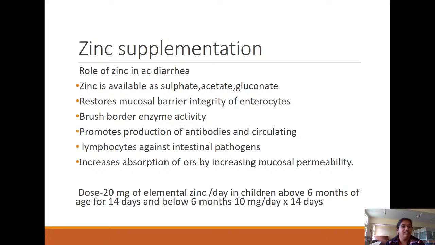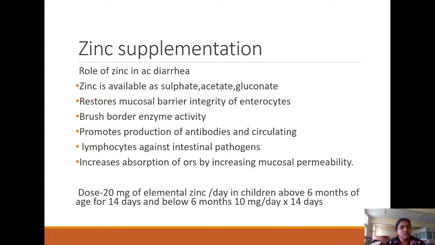Especially in diarrheal diseases, this has been a savior. So remember which forms it is available in, what it does to the enterocytes, what it does to the brush border enzyme activity, and that it also promotes the production of antibodies and circulating lymphocytes against various intestinal pathogens.